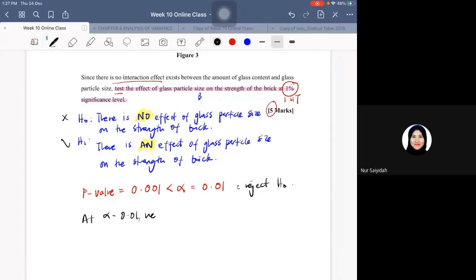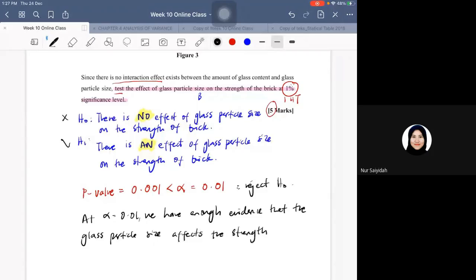We have enough evidence, or you can say either, we have evidence that the glass particle size affects the strength of brick. We just want to say that the effect does exist. Strength of brick. Okay, so that is going to be our conclusion.